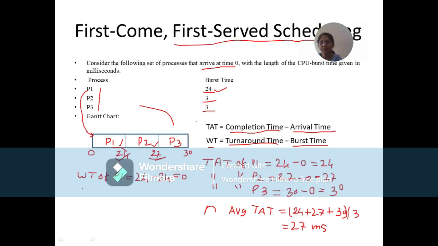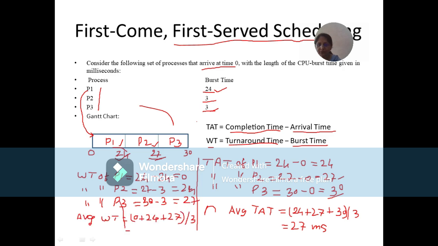Next, we have to calculate the waiting time of process P2. What is the turnaround time of P2? The turnaround time of P2 is 27. So let's write 27 minus burst time. The burst time is 3. So 27 minus 3 is equal to 24. And next we have to calculate the waiting time of process P3. The turnaround time is 30. So 30 minus burst time, which is 3. 30 minus 3 is how much? 27. So the sum is 0 plus 24 plus 27, which is 51, divided by 3.